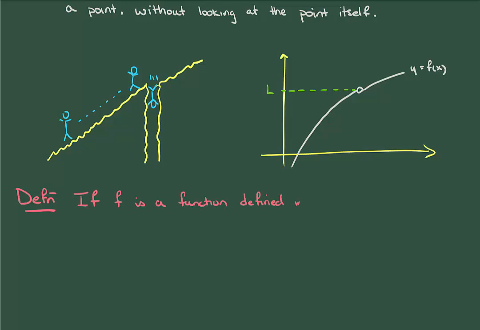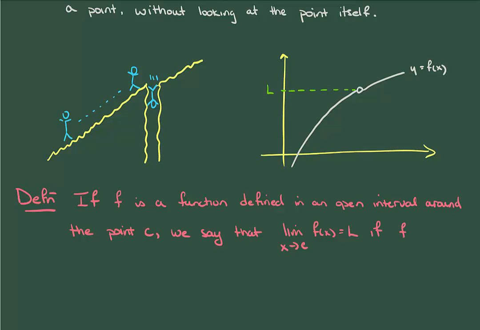So let's define a limit. Suppose that f is a function which is defined in an open interval of a point c. Here we use an open interval just to ensure that we can actually approach c from either side. Now we say that the limit as x approaches c of f of x is L if f of x gets arbitrarily close to L as x gets arbitrarily close to c.